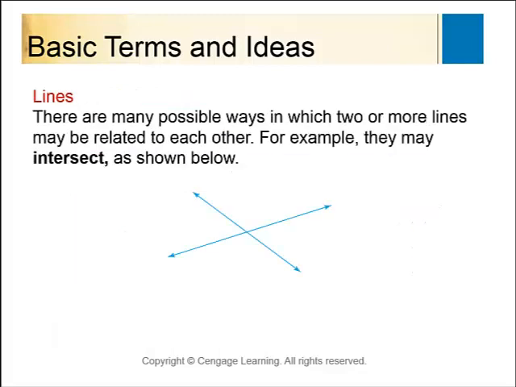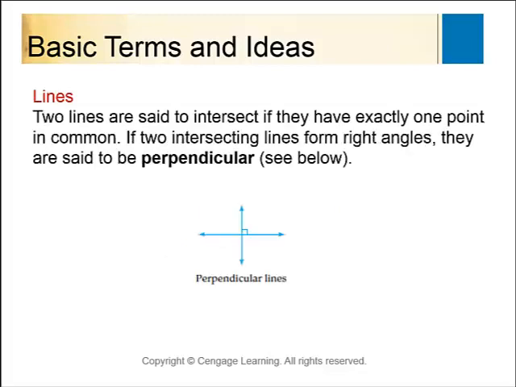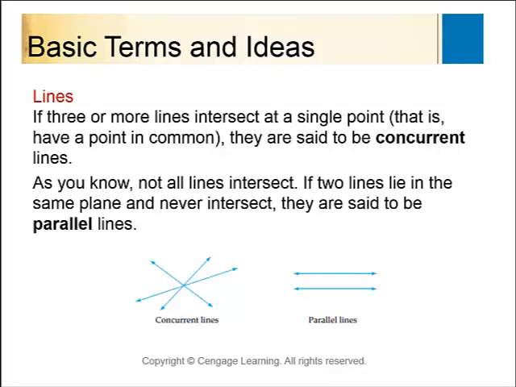Lines, possible ways two lines may be related. They can intersect. Okay, and this is their intersection point here. Perpendicular lines just means that they intersect at a right angle, 90 degrees. Concurrent lines just means that we have several lines going through the same point. Parallel lines means that I have lines and they don't intersect, and they're in the same plane.